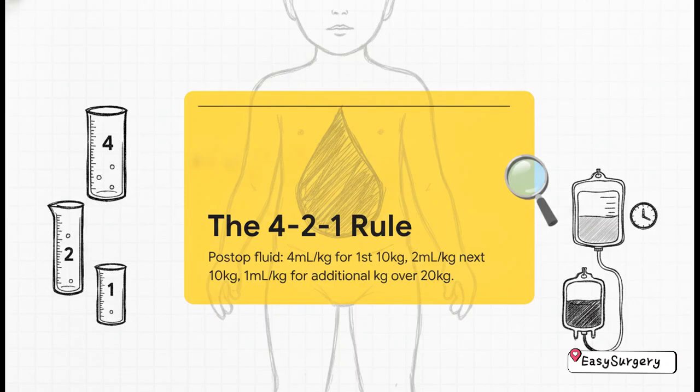It goes like this: 4 mils per kilo for the first 10 kilos, 2 mils for the next 10, and 1 mil for every kilo over 20. Your ultimate goal? Titrate that to maintain a urine output right between 1 and 2 mil per kilo per hour. Also keep in mind their total blood volume is roughly 80 mils per kilo, which means any fluid boluses you give should be right around 10 to 20 mils per kilo.